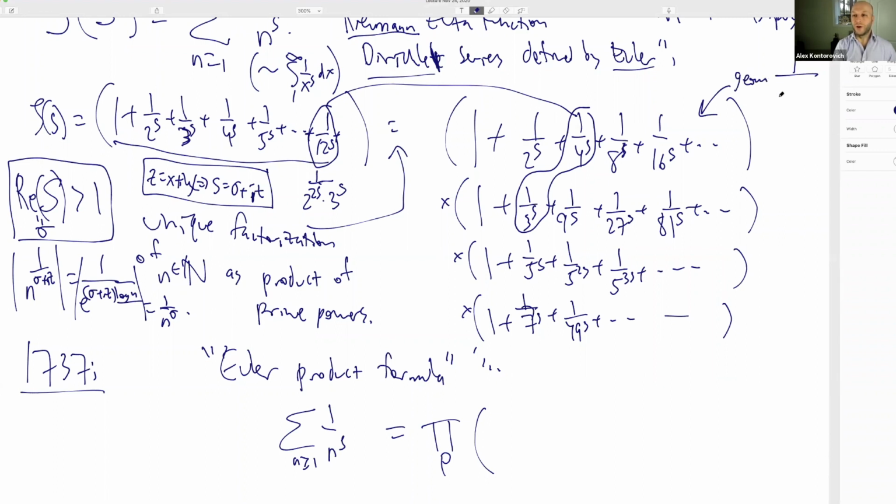So it's 1 over 1 minus lambda, where this is lambda, lambda squared, lambda cubed, and so on. So this is 1 over 1 minus 1 over 2 to the s. And the same thing with 1 over 1 minus 1 over 3 to the s, and 1 over 1 minus 1 over 5 to the s, and so on. So for a general prime, it's 1 over 1 minus 1 over the prime to the s. Does that make sense?